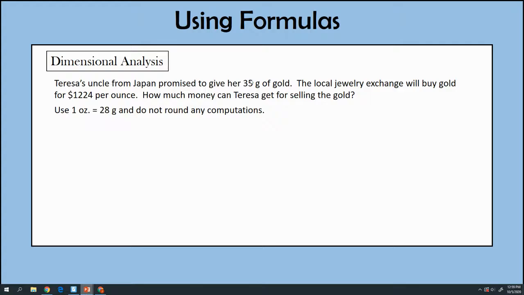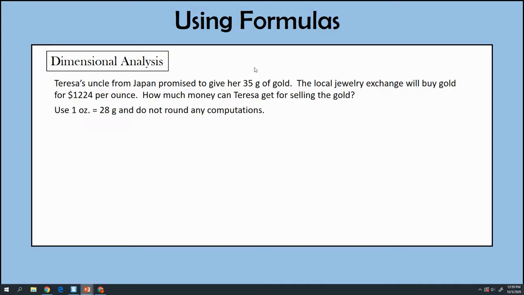Teresa's uncle from Japan promised to give her 35 grams of gold. That's grams. The local jewelry exchange will buy the gold for $1,224 per ounce. How much money can she get for selling the gold? 1 ounce is the same as 28 grams. Okay, we're not going to round anything here.